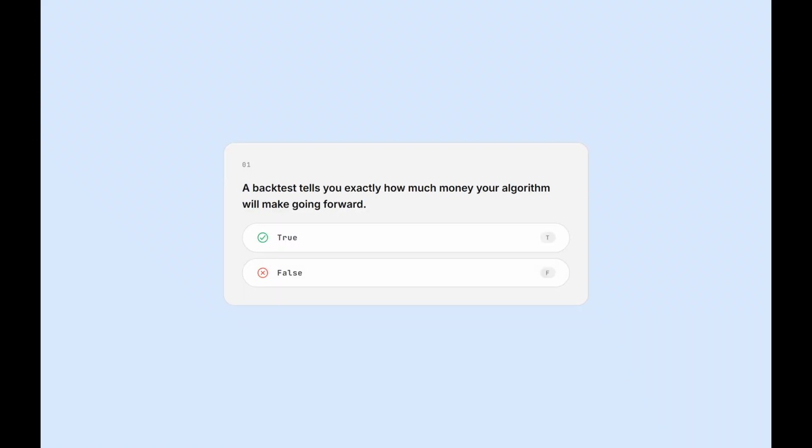With that, we wrap up the simple introduction of the concept of backtest in QuantConnect. Here's a quick knowledge check. A backtest tells you exactly how much money your algorithm will make going forward, true or false.